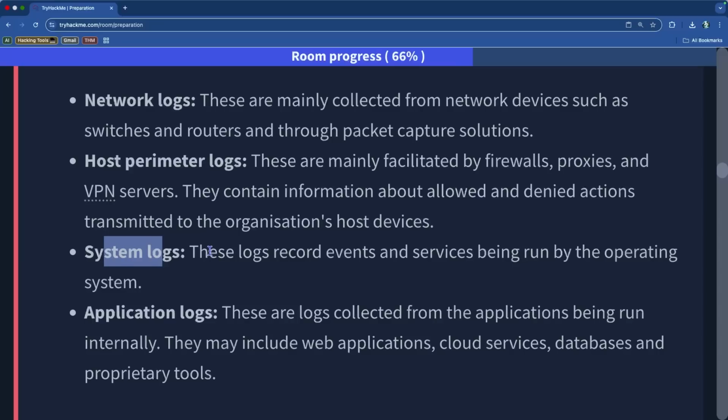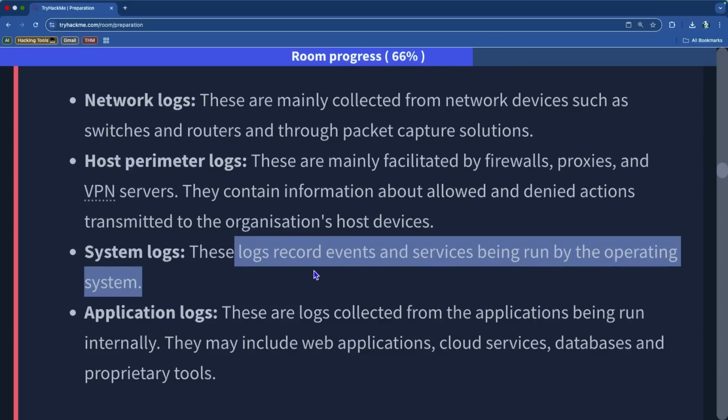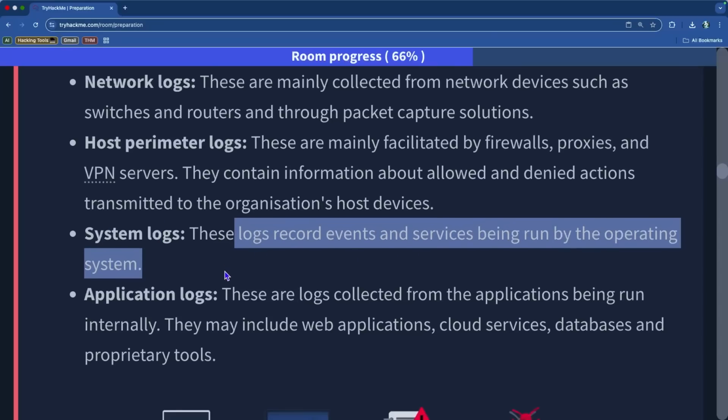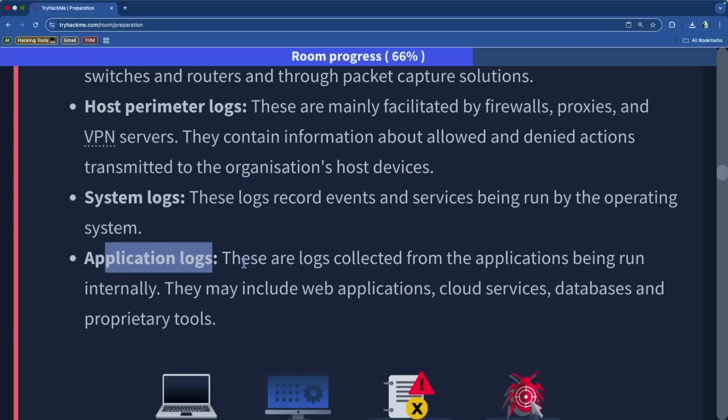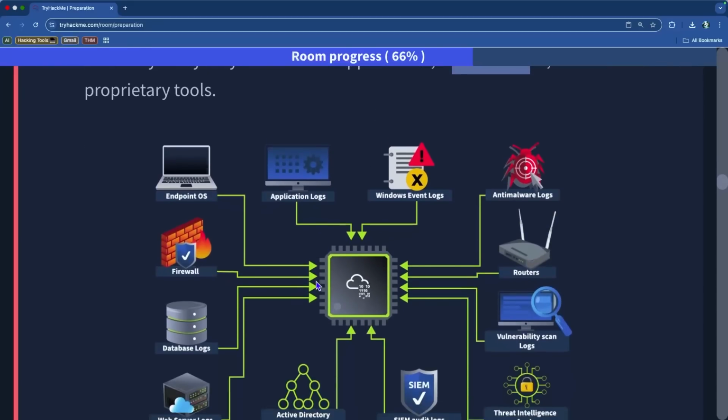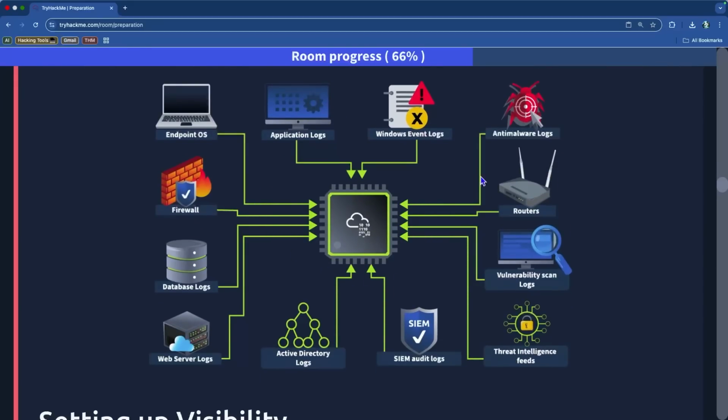And then there's the system log, which is the logs of the system being run by the operating system. And then the application log, as I just mentioned, so it would be something by Google Chrome, for example. That would be an application log for Chrome. So web applications, cloud services, databases, and proprietary tools. All of these logs come into the SIEM, which would be Splunk, for example, or Elk Stack, Elastic, right? So these are all log sources, and then they come in one location and they're ingested together.